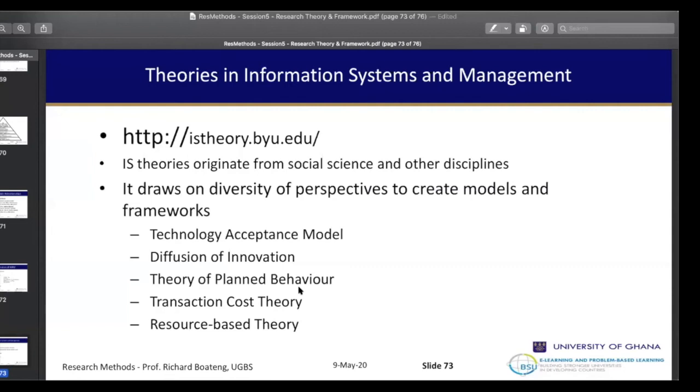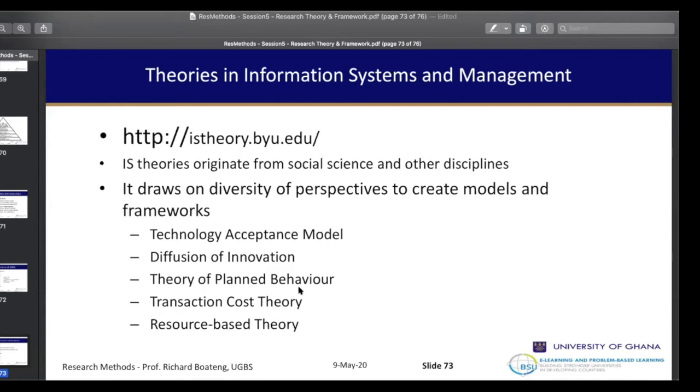but information systems, because technology is becoming pervasive in so many functions in the organization, is quite embracing of different theories because of the fact that we use technology in so many different social phenomena currently. So you have got the technology acceptance model, diffusion of innovation theory, theory of planned behavior, transaction cost theory, resource-based theory. There are so many of them.